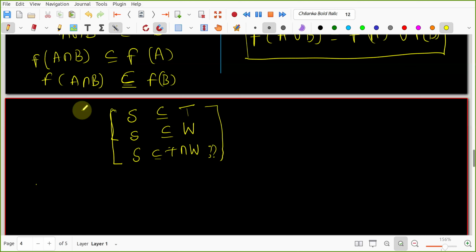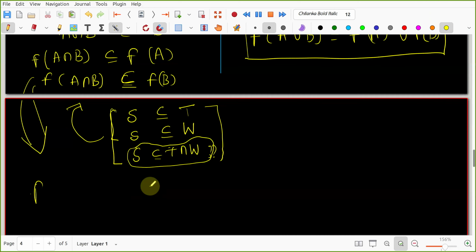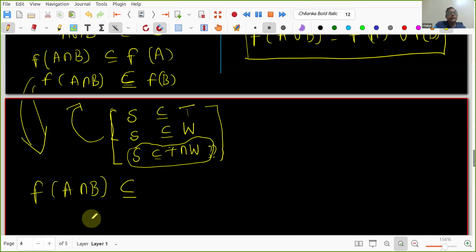Apply this and check. Here S is common, T and W are different. What will we conclude with this? That f of A intersection B is a subset of f of A intersection f of B. Wonderful. Okay, this is always true.